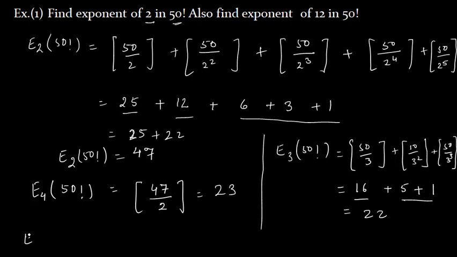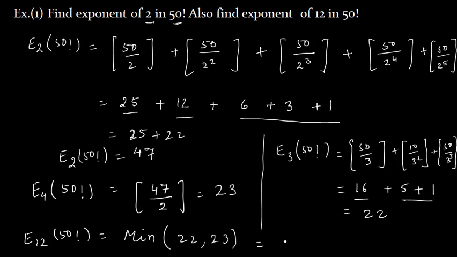Now the exponent of 12 present in 50 factorial is basically the minimum of these two numbers. If we multiply, 22 pairs are able to match up, so basically the minimum of 22 and 23. So this is 22. So the exponent of 12 present in 50 factorial is 22.